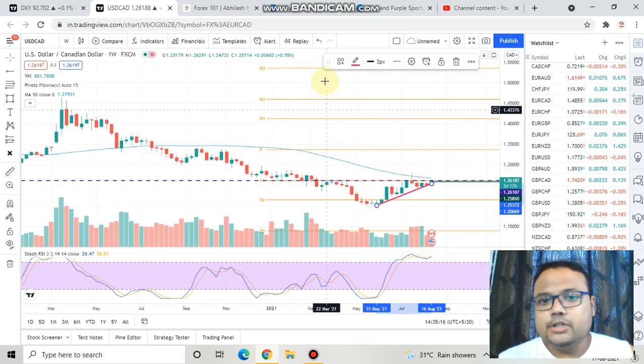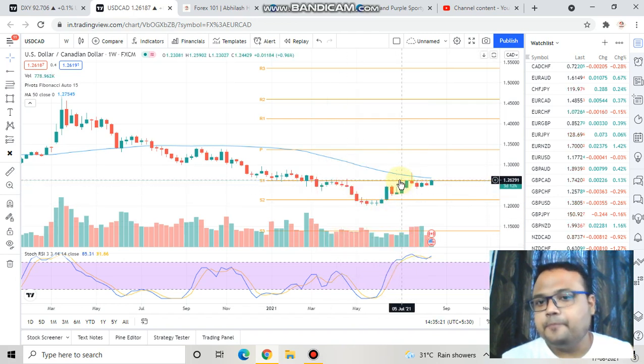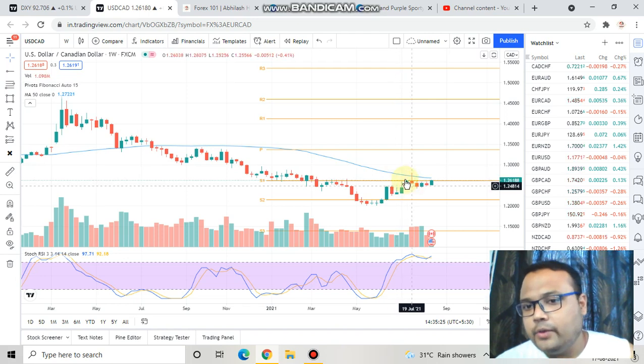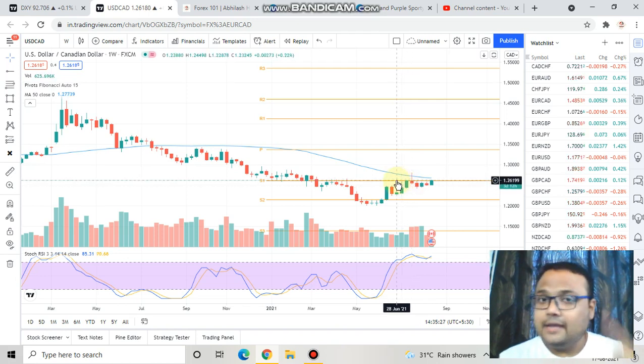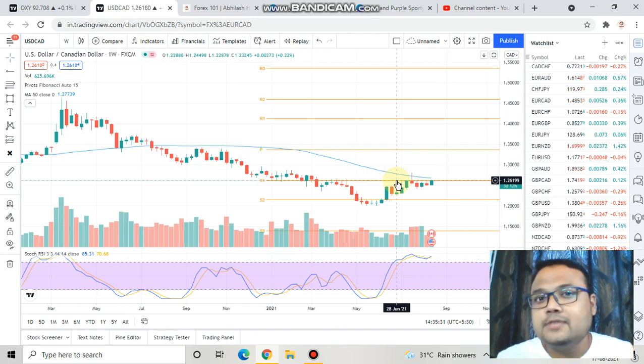So this is the weekly chart of USD CAD here. If I remove the drawings, then you can see that this is the scenario right now. We have a resistance here. The line that you just saw on the 4 hours chart is a resistance from the weekly chart, 1.2610, and you can see that right now market is trying to cross the level here.